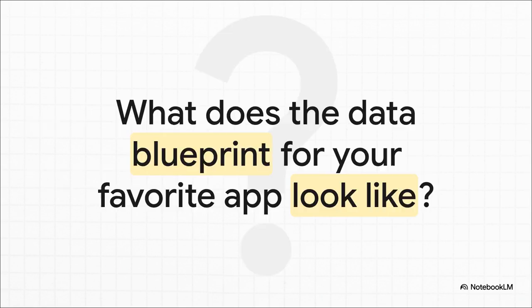So the next time you open an app, any app on your phone, just think for a second about that elegant blueprint working underneath it all. The entities, the attributes, and all the relationships that make everything work so seamlessly. What do you think the blueprint for your favorite social media app looks like? It's kind of fun to think about.